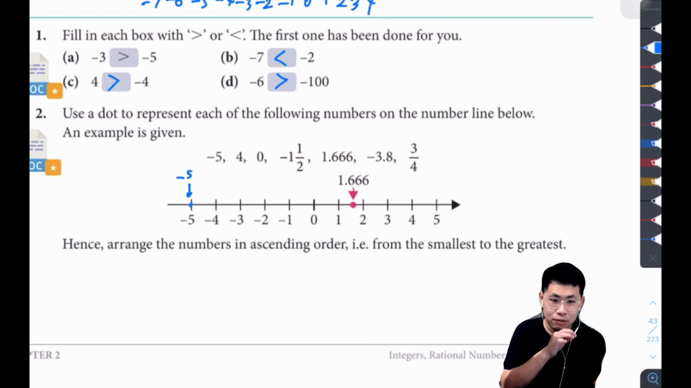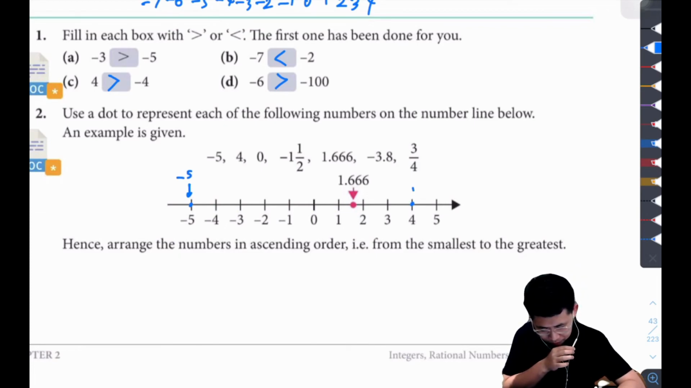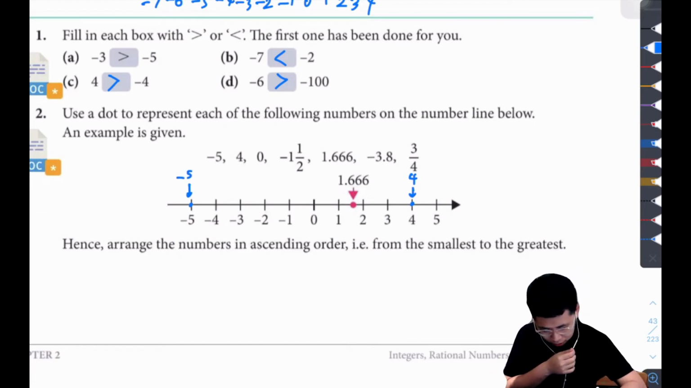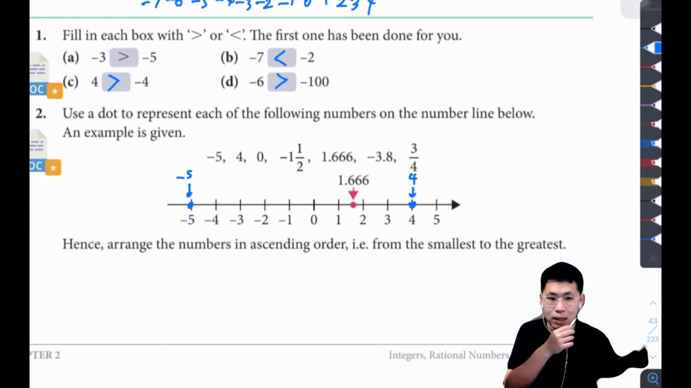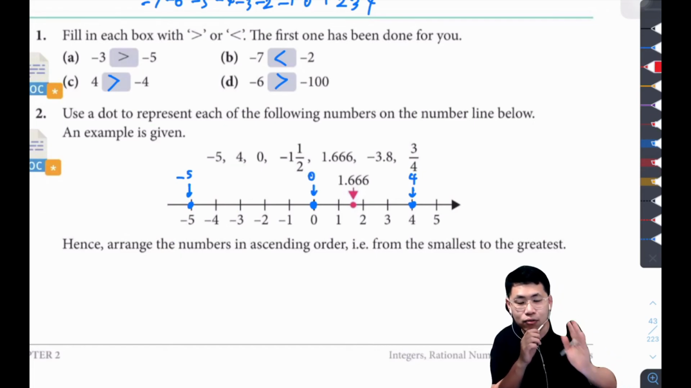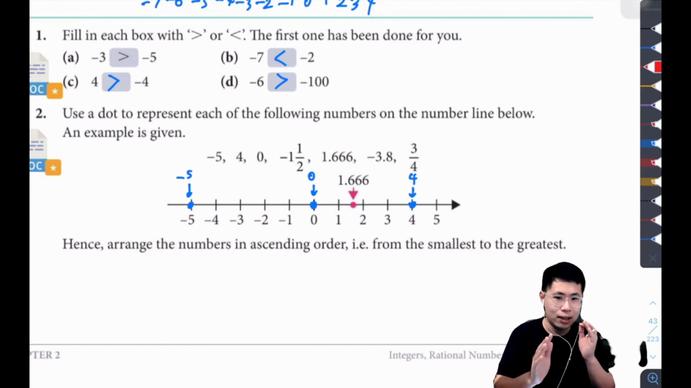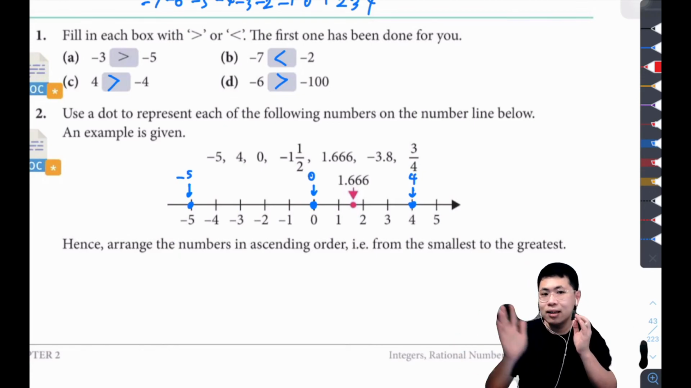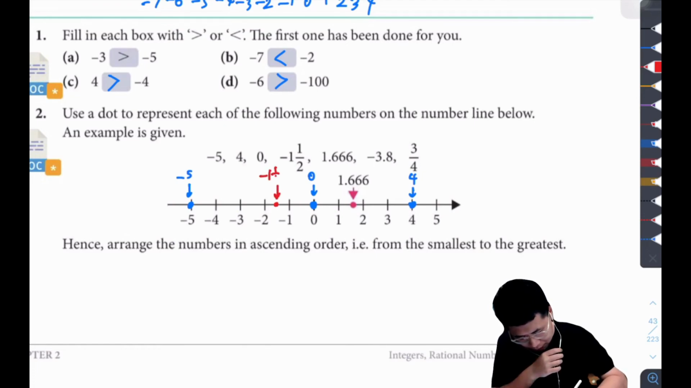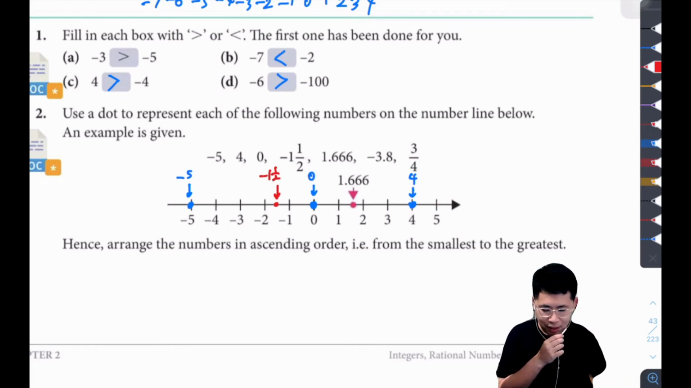Okay, next one, where is 4? Draw an arrow over here. Okay, so 4. For whole numbers we can just draw directly on the number line itself. You see my dot over here, blue color dot. Next one, 0. 0 will be over here. Let's look at the next one, negative 1.5. So 0, negative 1.5, it is between negative 1 and negative 2, so it is right in the middle over here. So negative 1.5.